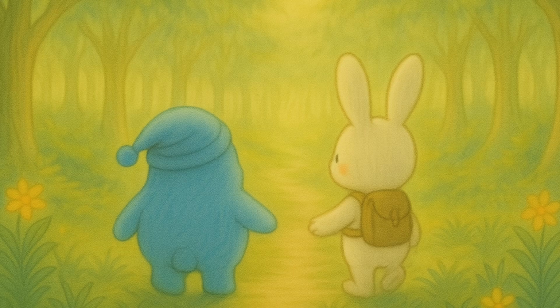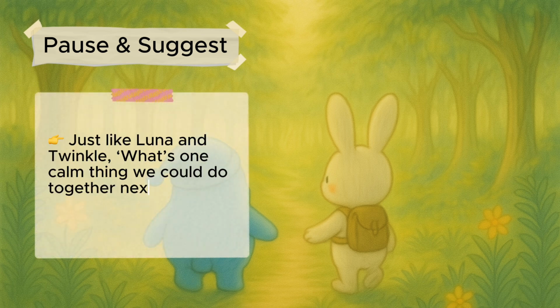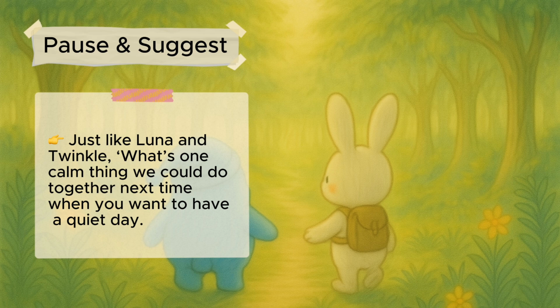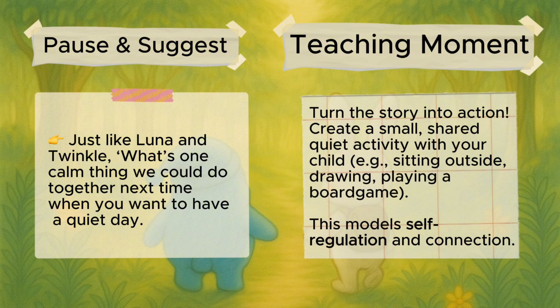And so they walked quietly together, just two friends, side by side, enjoying a peaceful, quiet day. When they go for a gentle walk, pause and suggest, just like Luna and Twinkle, what's one calm thing we could do together next time when you want to have a quiet day? Teaching moment. Turn the story into action. Create a small shared quiet activity with your child. Example, sitting outside, drawing, playing a board game. This models self-regulation and connection.